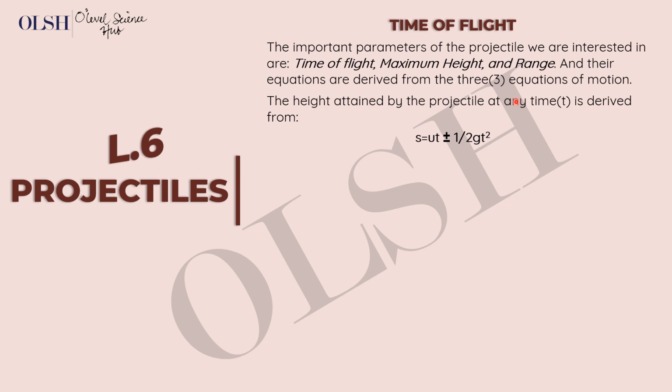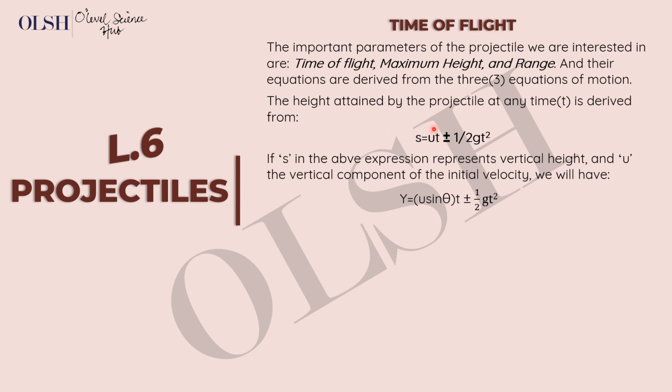Now, if we have to use this formula, then our s here will represent the vertical height. Remember, we have the height attained, so we're considering the vertical distance from the plane of projection. So s will represent that height, u will represent our initial velocity, g will represent gravity, and t will represent time. If we write this formula in a way to suit our narrative, we'll be having y equal to u sine theta.